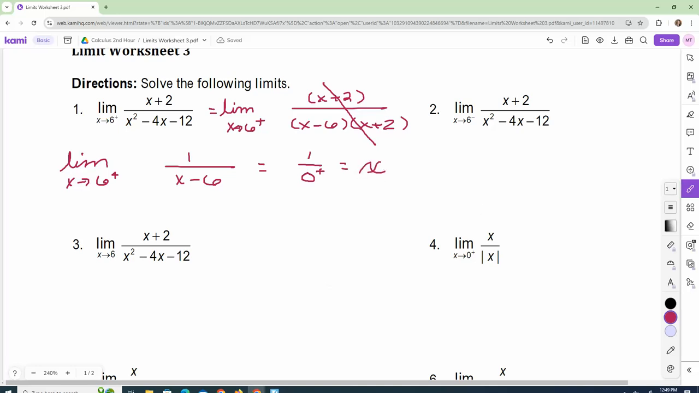Now, that's how math only works. I was able to do that because I was approaching from the positive side only. If it had been two sides, it wouldn't have worked because one would be positive and one would be negative.